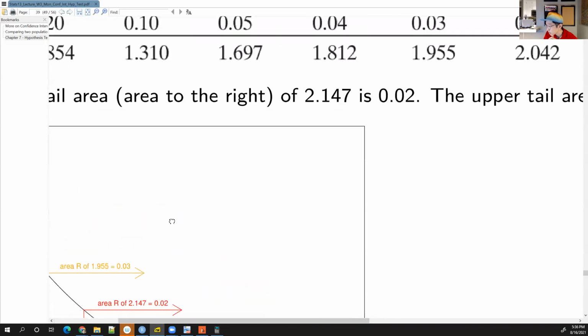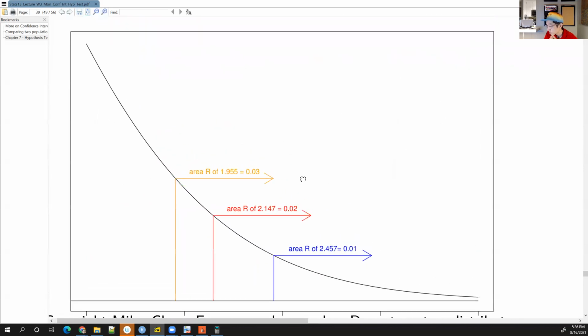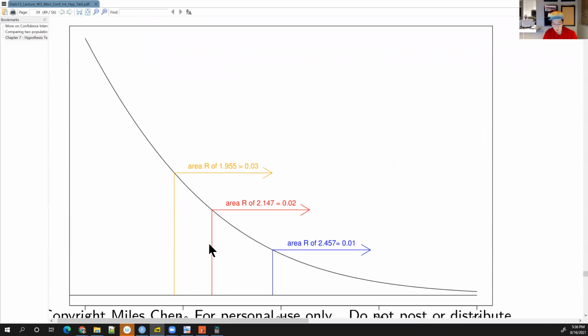So these numbers: this number here is 1.955 and the corresponding column heading is 0.03. And this number over here is 2.147, and the corresponding column heading is 0.02. So this picture says if you draw a line at 1.955 and you shade everything to the right, the amount you'll shade is 3%.